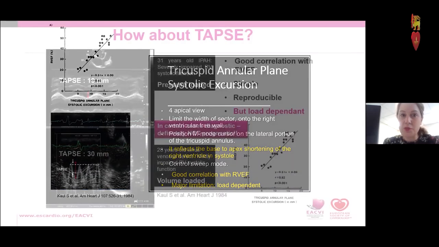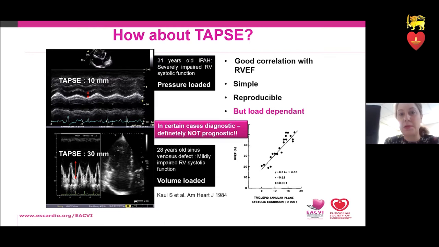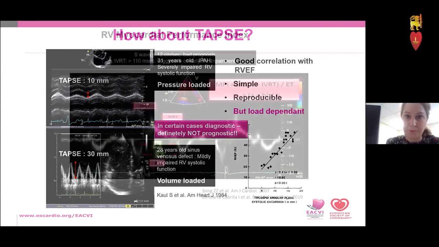As you can see, here are two clinical examples. A 31-year-old patient with idiopathic pulmonary arterial hypertension has a severely impaired RV, and you will see a TAPSE of 10, because the right ventricle is pressure loaded. But in a 28-year-old patient with mildly impaired RV systolic function, the TAPSE was 30. And why was it so high? Because the patient has a shunt. She had a sinus venosus defect. That's why the right ventricle is volume loaded. So definitely it can be diagnostic, but it's not prognostic. So keep that in mind.